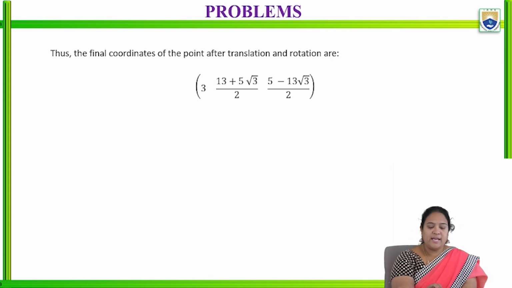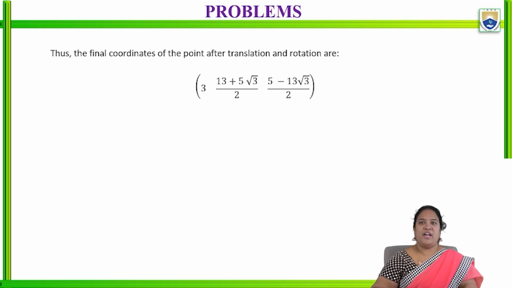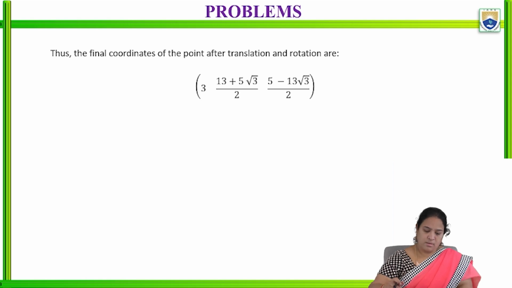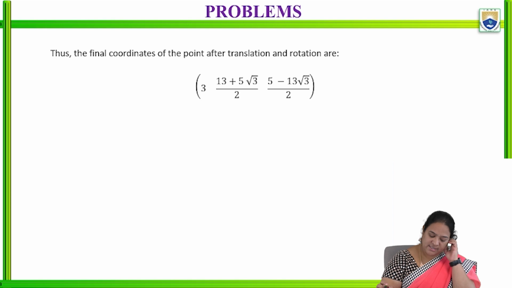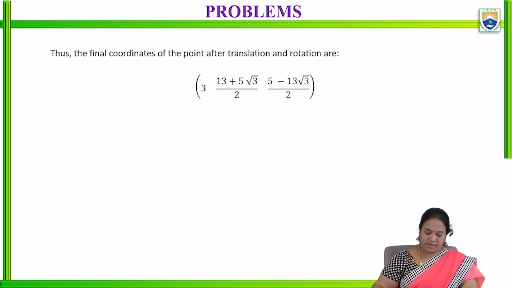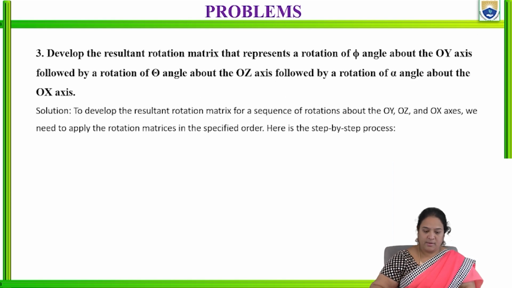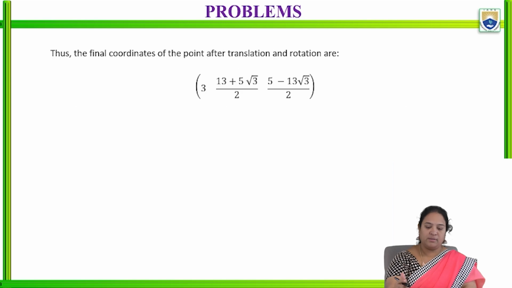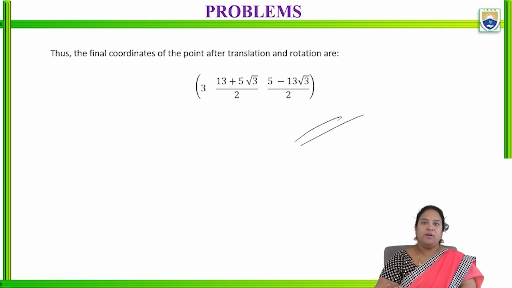Right? So thus the final coordinates of the point after translation and rotation are 3, 13 plus 5 root 3 by 2, and 5 minus 13 root 3 by 2. That is the result which we have got. Right? So this is about the problem which we have solved for the second module.